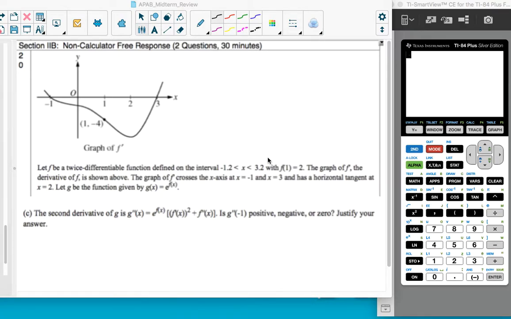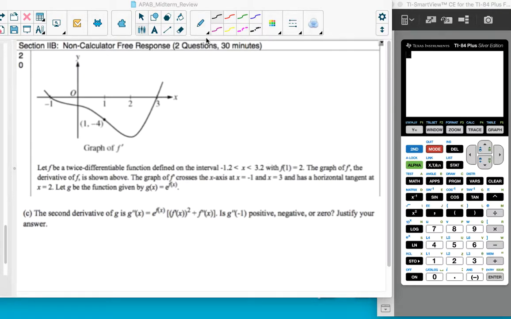All right, this is AP AB. We're doing the midterm review, and this is free response 20, part C. It is a non-calculator free response. So we're given the second derivative of g, which is very nice of them because nobody wants to deal with it. And we're asked if g double prime of -1 is positive, negative, or 0.